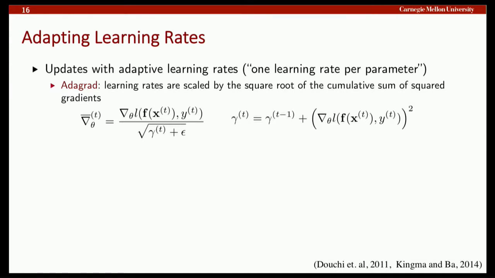You can think of the algorithm as the following. You're basically saying, why don't I scale my learning rates by the square root of the cumulative sum of the squares of the gradients, right? So you can think of it as basically saying, why don't I compute the variance of my gradients? And the intuition is the following. If the variance of your gradients is high, maybe you should reduce the learning rate. That's exactly what this equation is saying.